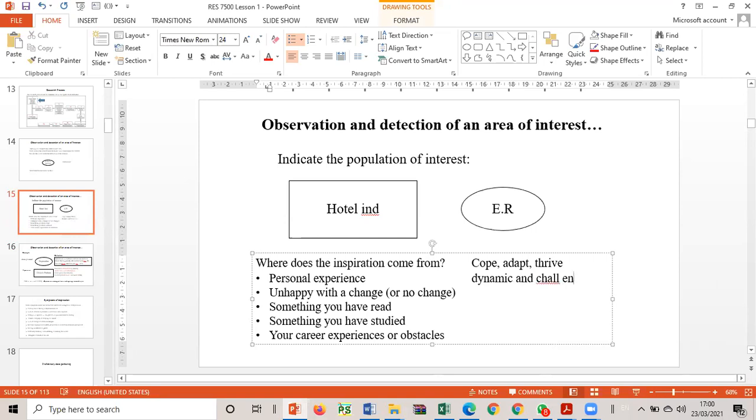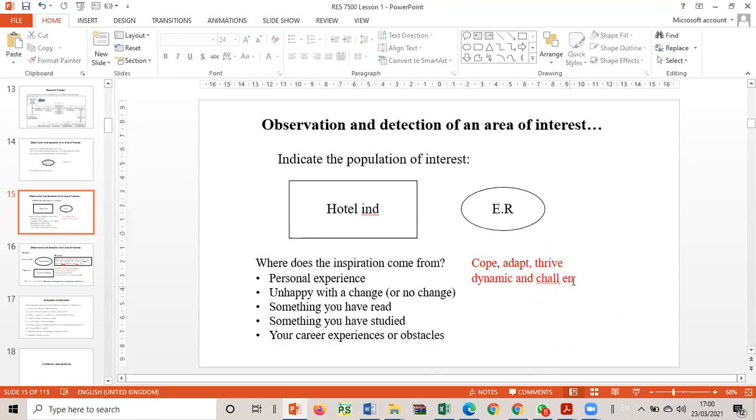Look at the keywords now. Cope. How they cope. The coping may be different from other sectors, right? Adapt and thrive. Dynamic and challenging. The hotel industry is very dynamic. Is it challenging? Yes. I will use an environment like the COVID-19 pandemic. So that's where we look for the challenges they face, in terms of coping, adapting, and thriving in a dynamic, challenging situation. You're talking about the COVID situation, right?